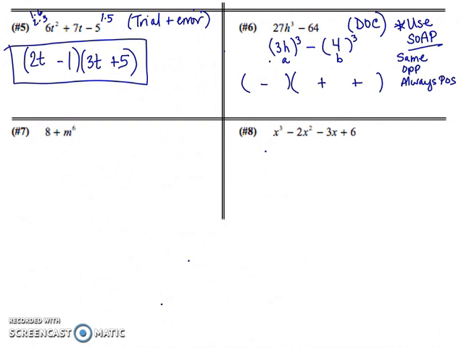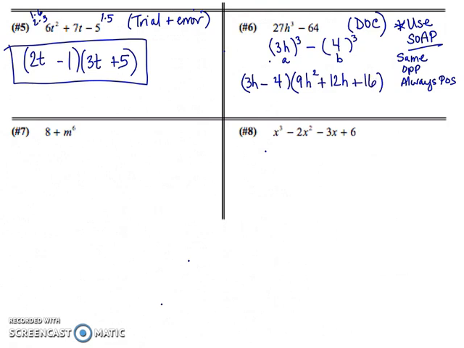The first parentheses is going to be your A and your B. So 3h and 4. And then you're going to end up with your A term squared. So 3h times 3h, that's going to be 9h squared. Your middle term is just your A times your B. So 3h times 4 gives me 12h. And then your third term in the trinomial is your B term squared. So 4 times 4 is 16.